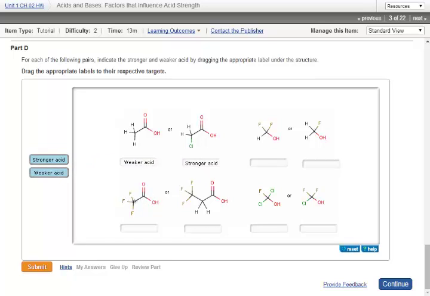Similarly here, these fluorines are closer to the acidic hydrogen. Therefore, this is a stronger acid, and this is a weaker acid when comparing these two, because all of the electronegativity of these fluorines pulls on all of these electrons in order to create this oxygen. Makes a very good leaving group at that point.